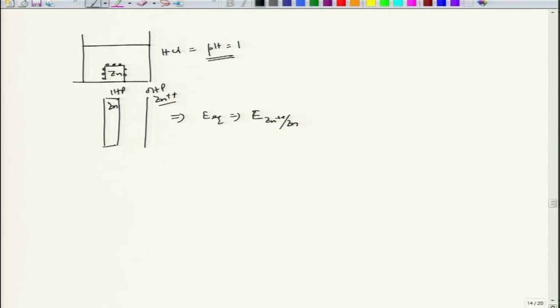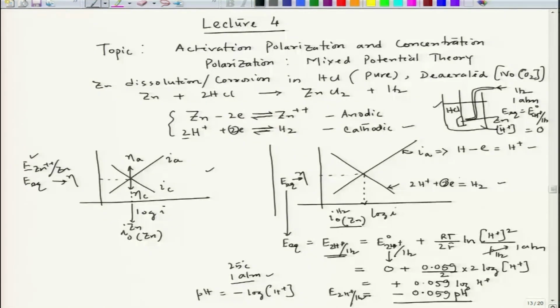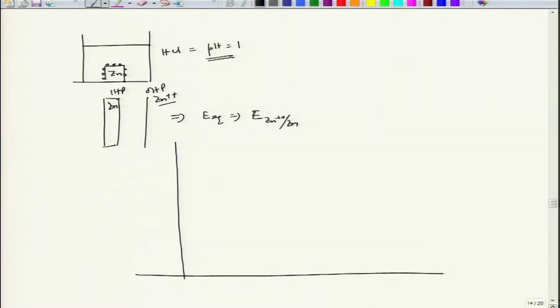Now, if we combine these two plots into one, assuming the zinc ion concentration we are taking is whatever zinc ion concentration we will experience here, then here we will have E zinc plus plus zinc, and here we will have E hydrogen H2.